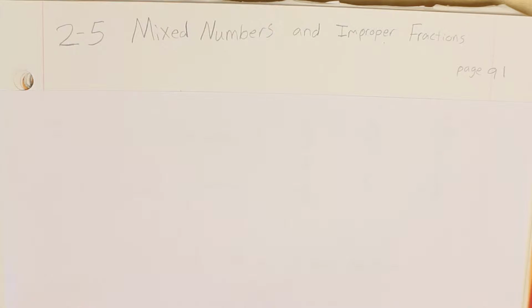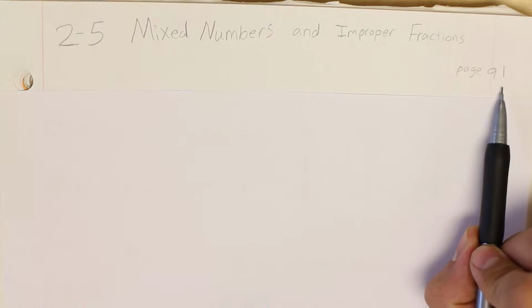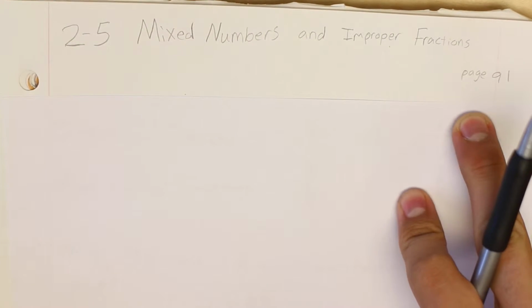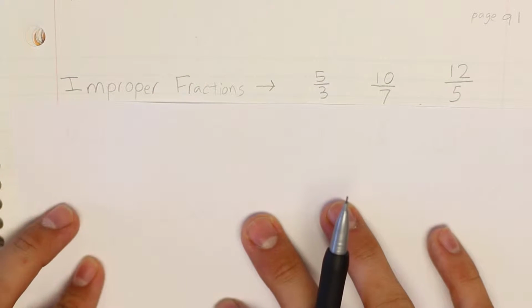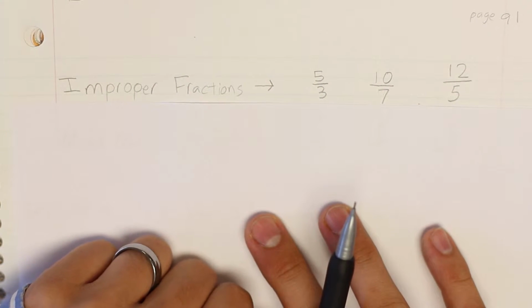Today, class, we look at lesson 5, mixed numbers and improper fractions. It can be found on page 91. Begin. First, we need to understand what improper fractions are.